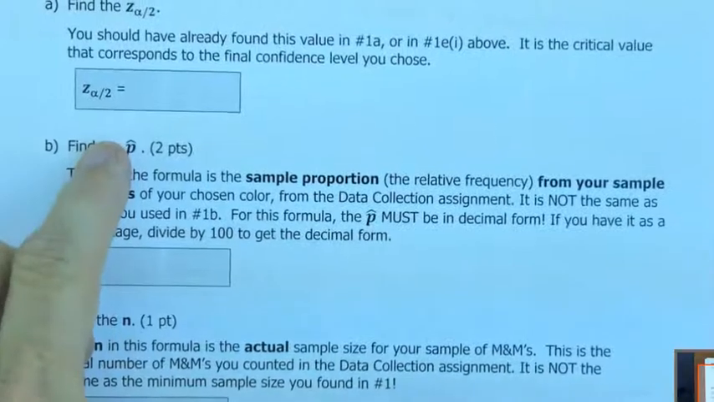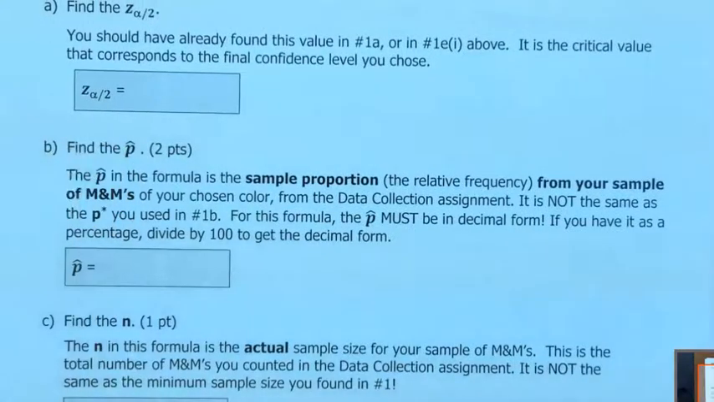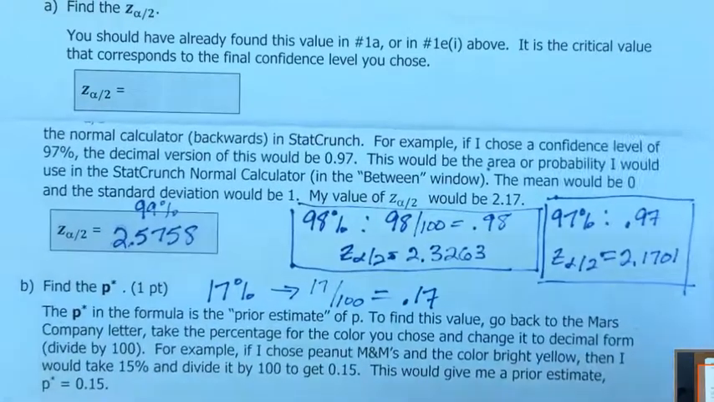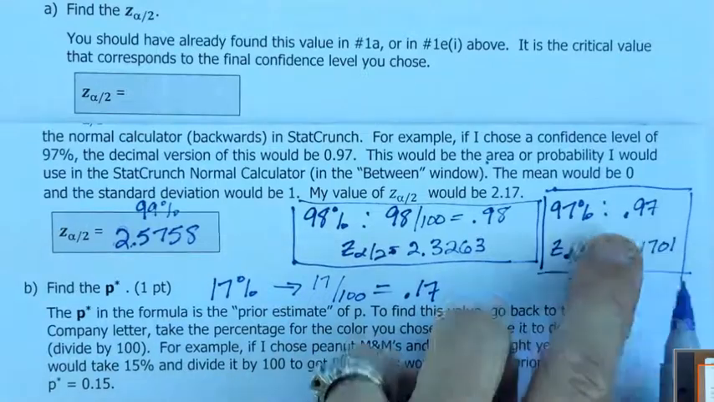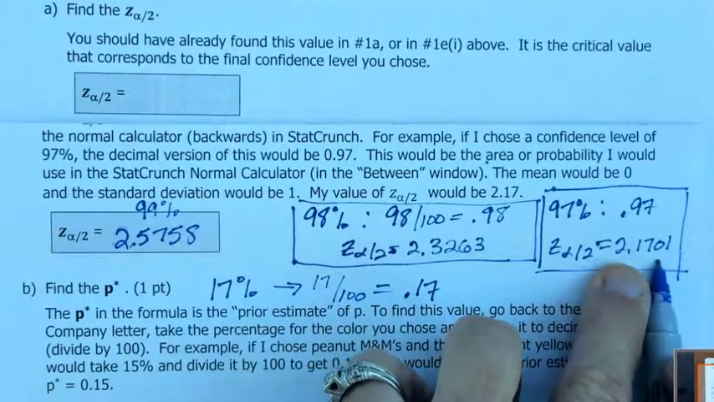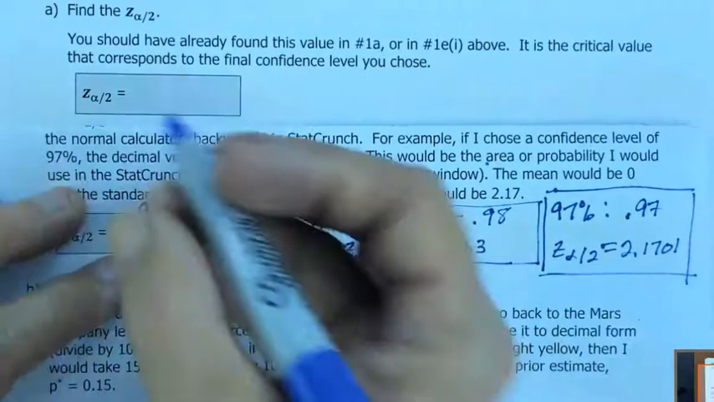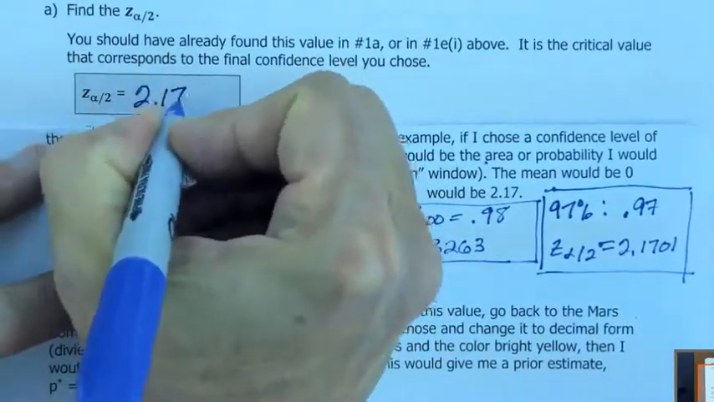You should already have this critical value. It should be the last one you found when you were calculating your minimum sample size. For me, the last one I had was with a 97% confidence level. My critical value was 2.1701. That's the number that's going to go in here.